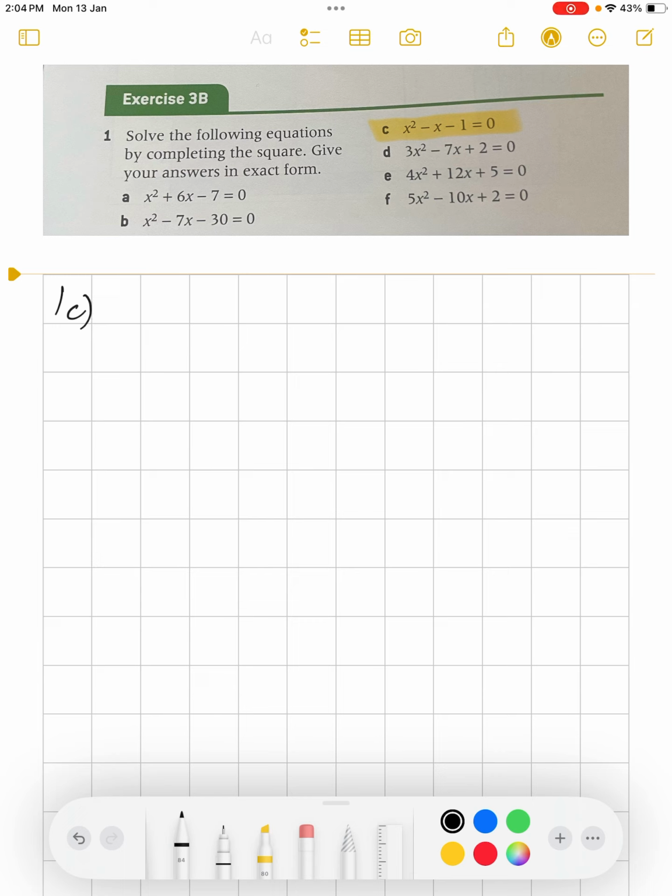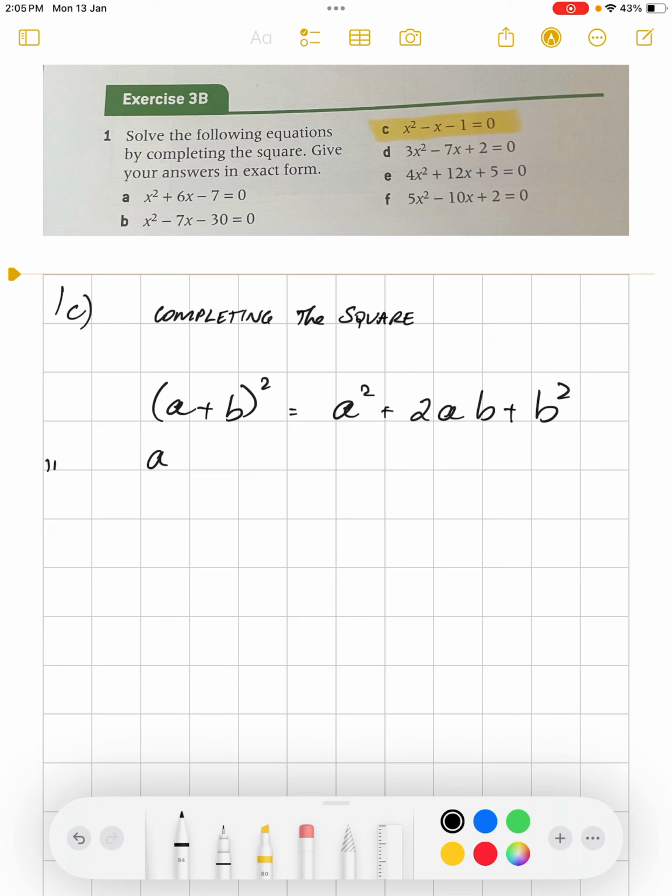Well, let me mention something about completing the square. What we're going to do is use a rule which is (a + b) squared equals a squared plus 2ab plus b squared. And we're going to get our equation in this form, which is the reverse, and then replace this form with its equivalent, which is (a + b) squared. And that's completing the square.